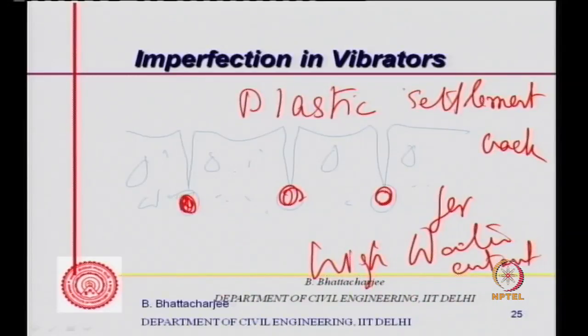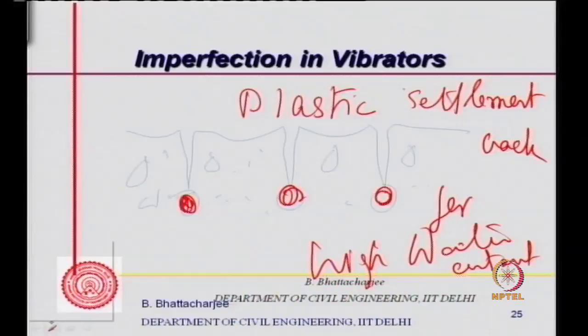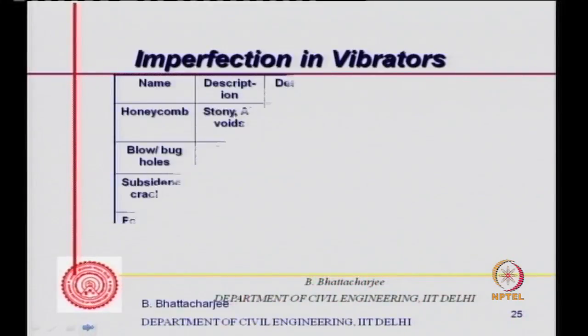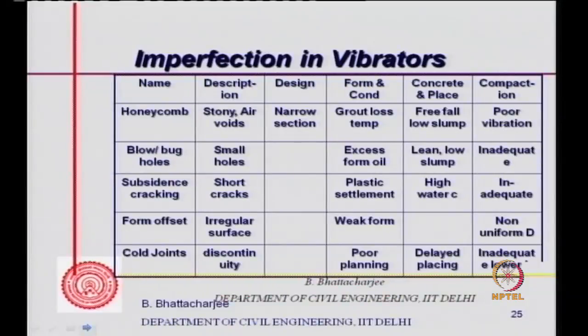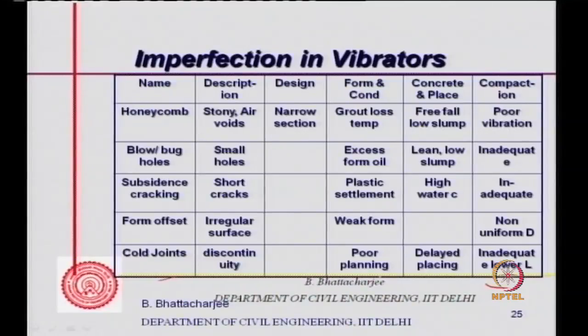So where you have high water content, if you have done inadequate vibration, you might still get this. In fact, inadequate vibration is also a cause, not the primary cause, but it's also a cause. Form offset, of course, has nothing to do with the vibration. If your form has not been bolted properly, this can result in defects. Cold joint formation, that's also inadequate vibration of the lower level.